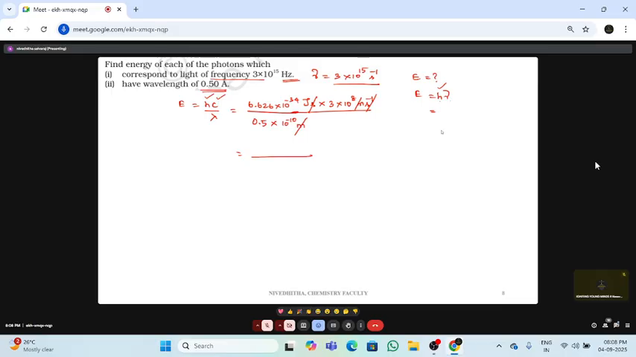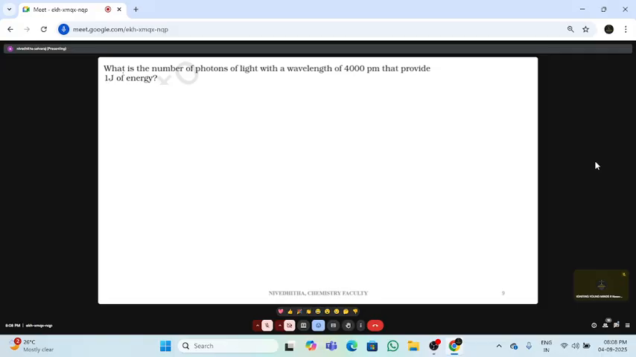We'll do one more problem. Here the question is, what is the number of photons with the wavelength of 4000 picometer that provide 1 joule of energy? Could you please calculate and tell me the number of photons? We saw only one formula related to this number of photons.